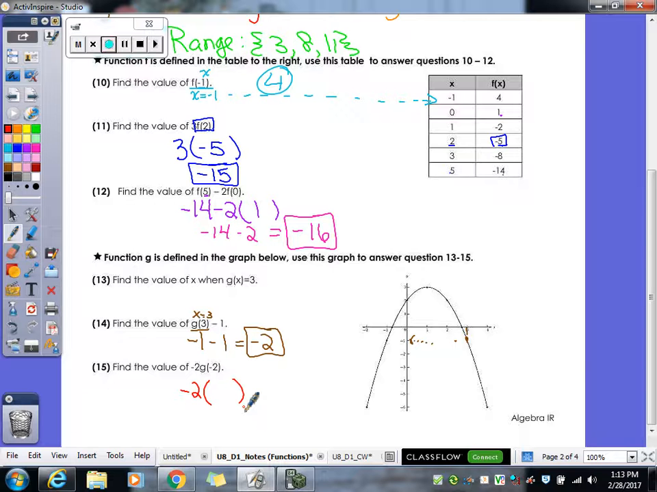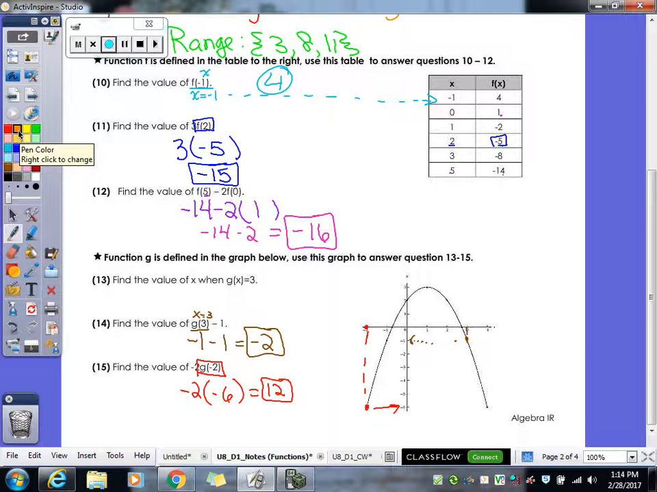Alright, so let's try 15. It says negative 2 times g of negative 2. So I got my negative 2 there, my parentheses. We have to figure out what is g of negative 2. So we go to where x is negative 2. Look down. I'm going to line this up right. Looks like it hits it down here, right? I'm not very good with straight lines. So what is that value there? Negative 6. So then negative 2 times negative 6 would give us a 12.